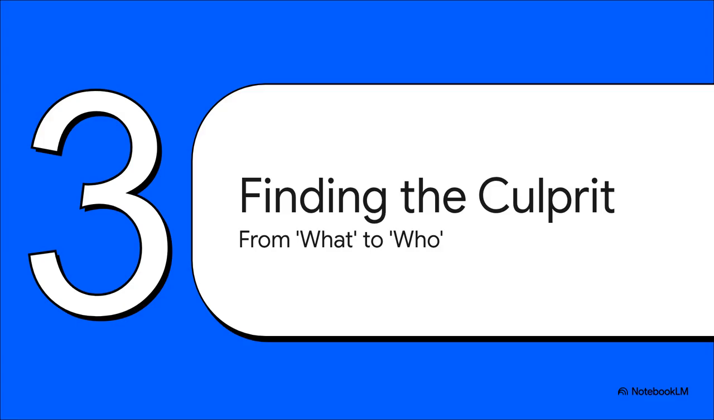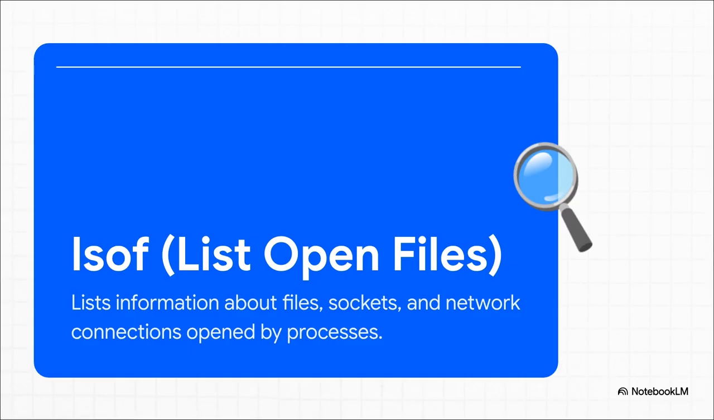So, now we have a major clue. Maybe iostat showed us a disk is working way too hard, or mpstat revealed a single maxed-out CPU core. Now we need to go from what the problem is to who is causing it. It's time to put a name to the process. Our next tool, lsof, or List Open Files, is just incredibly powerful. You have to remember, in a Linux world, almost everything is treated as a file, and that includes network connections. lsof gives us this master list of everything that's currently open, which makes it a fantastic forensic tool.